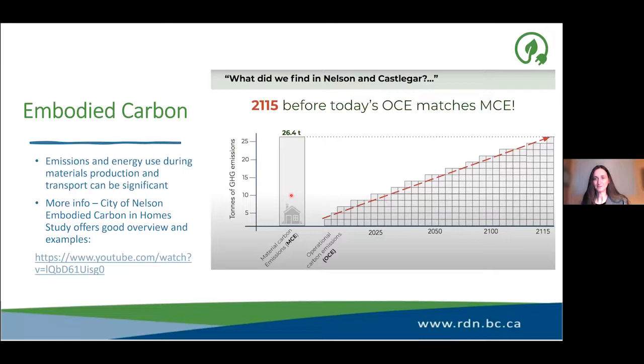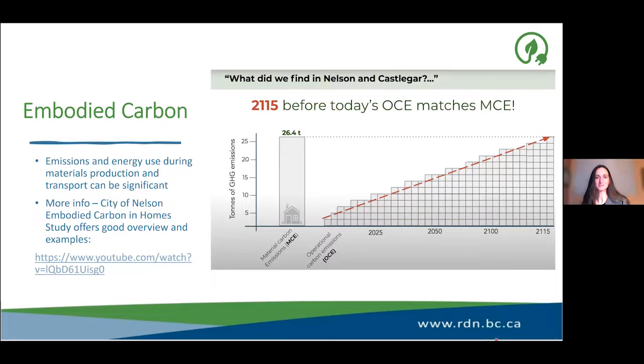So concrete, XPS, foam board, those are used in building every single day. But the point of this is that the emissions created by those materials really outweigh the emissions generated from the heating systems, the operational emissions of those homes. So you can see it takes almost 100 years for the operational emissions of the homes to match the embodied emissions created by building the homes in the first place. So it's something really to think about.